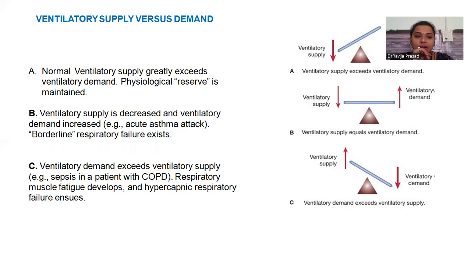Now, ventilatory supply versus demand. Normally, ventilatory supply greatly exceeds ventilatory demand, and physiological reserve is maintained. When ventilatory supply decreases and ventilatory demand increases, as in an acute asthma attack, borderline respiratory failure exists as ventilatory demand exceeds ventilatory supply. In cases like sepsis in a patient with COPD, respiratory muscle fatigue develops and hypercapnic respiratory failure ensues. This is the chart you need to keep in mind for ventilatory supply versus demand.